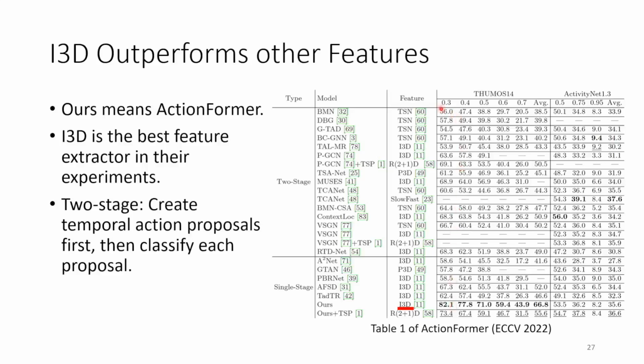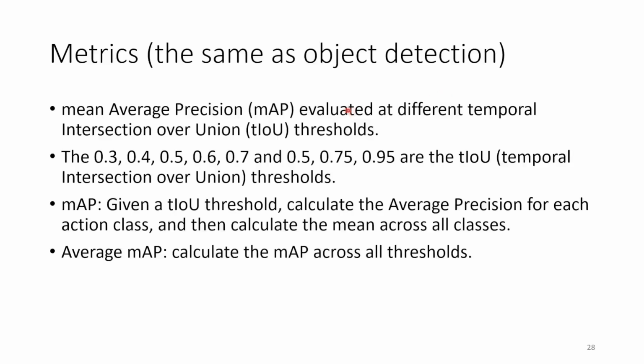First, what does 0.3 mean? I guess it's more like overlap. Yes, correct, overlap. Okay, so let's explain what it is. How do we measure the performance? It's the same as in object detection.